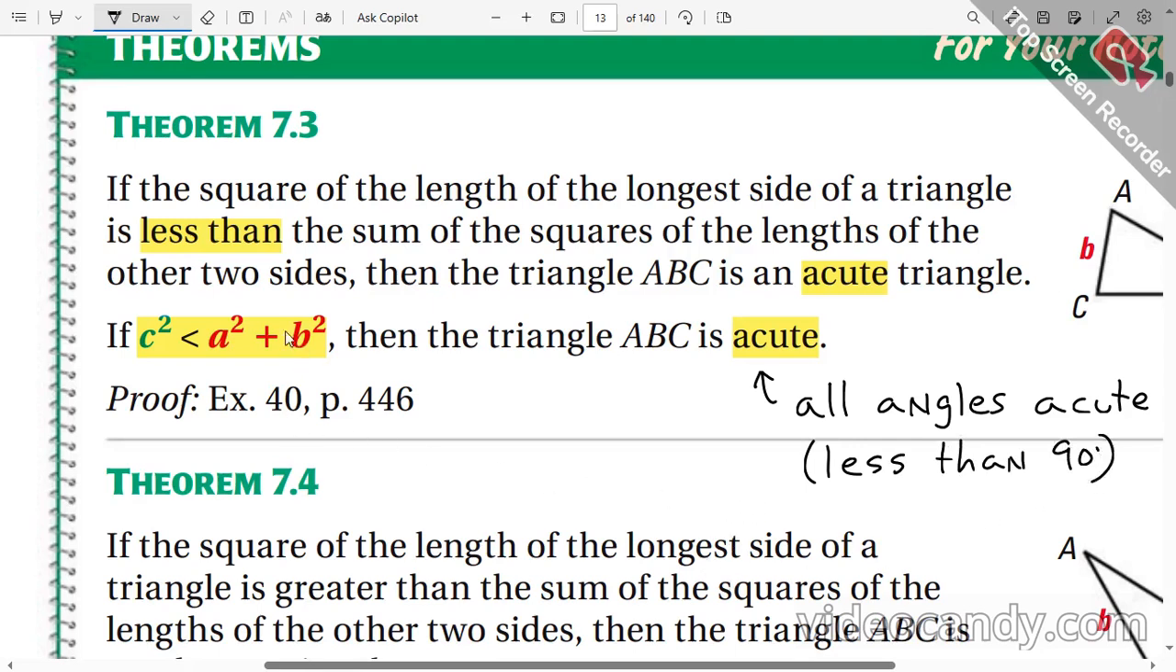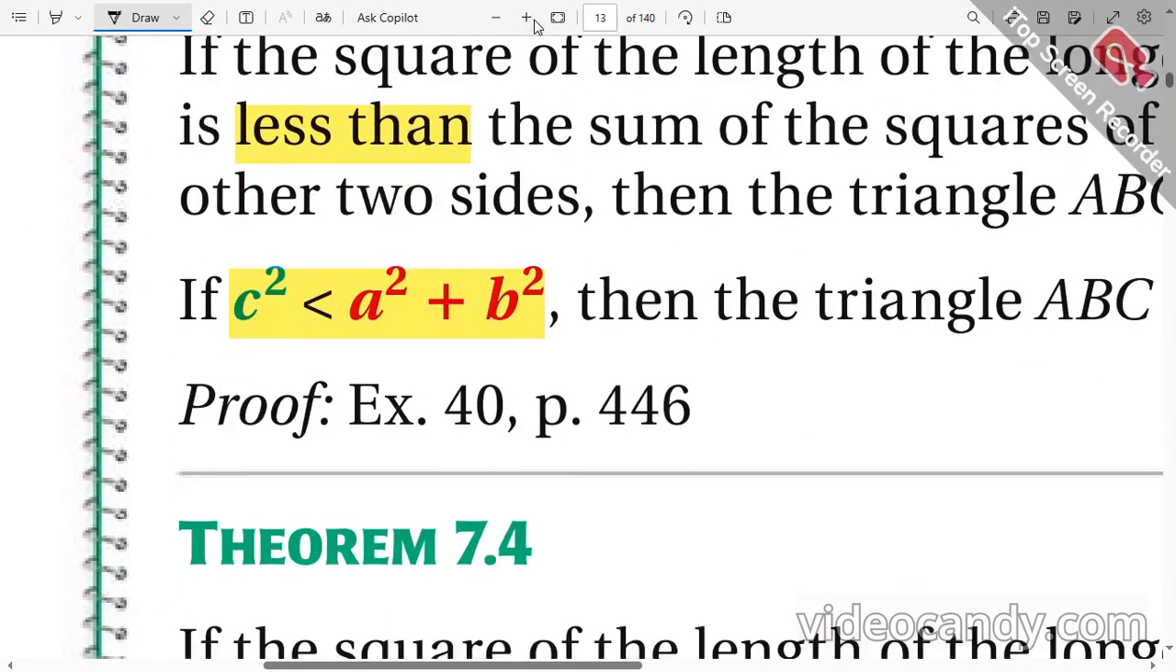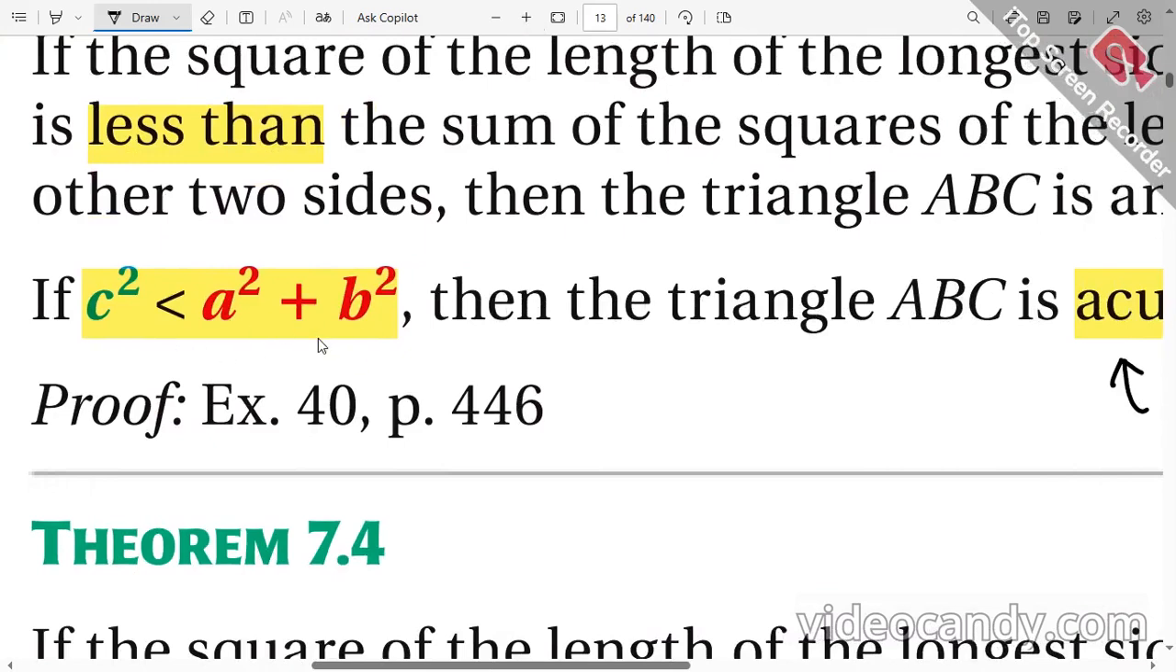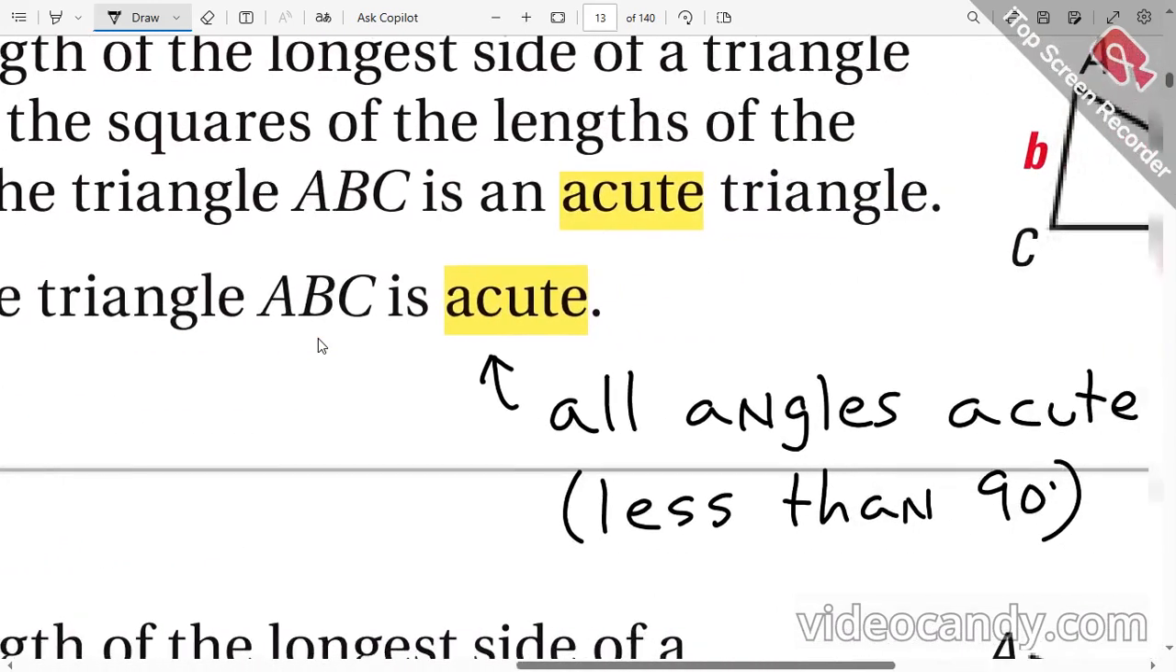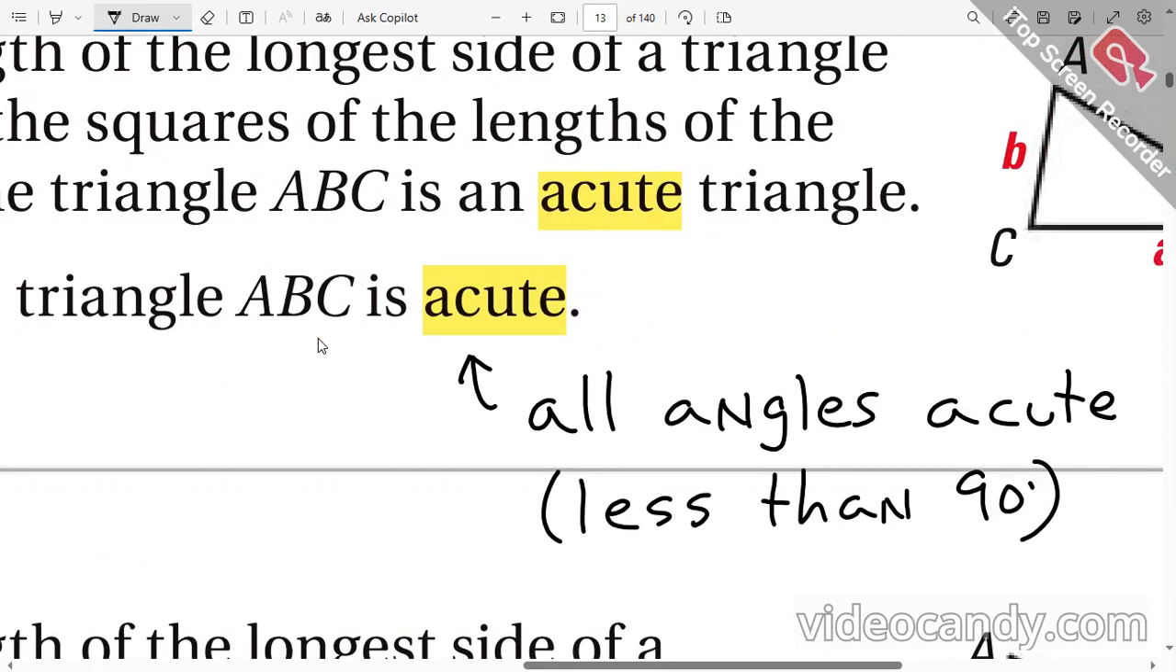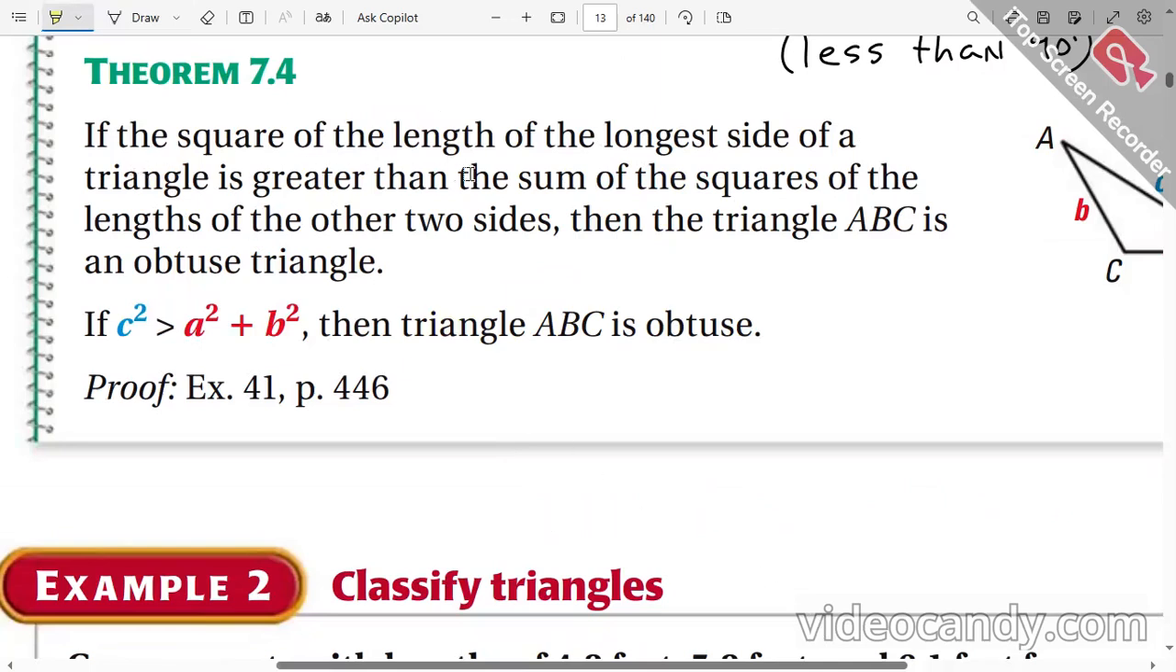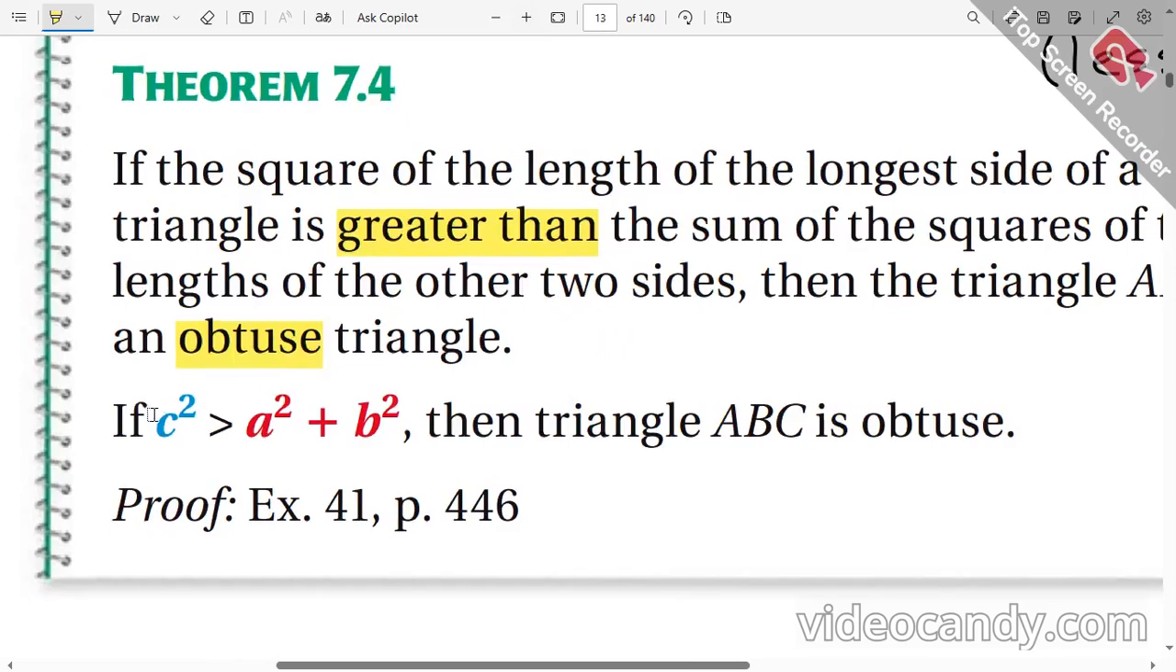All right, so you still do the same chart, but if you get C squared is less than A squared plus B squared, that's going to be acute. All right, all angles in the triangle are acute or less than 90. All right, if the square of the length of the longest side of the triangle is greater than the sum of the squares, then the triangle is obtuse. All right, so if C squared is greater than A squared plus B squared, then it's going to be obtuse.